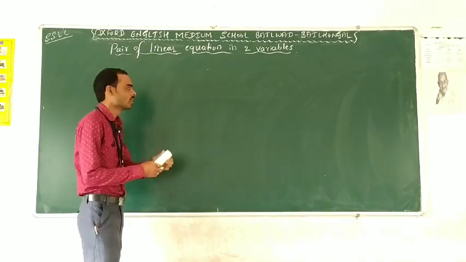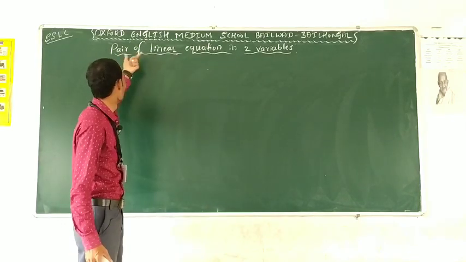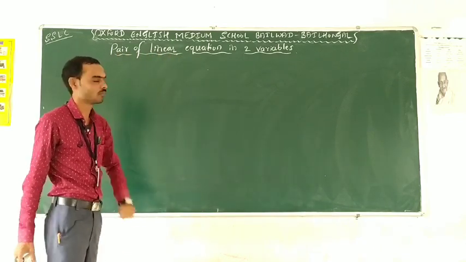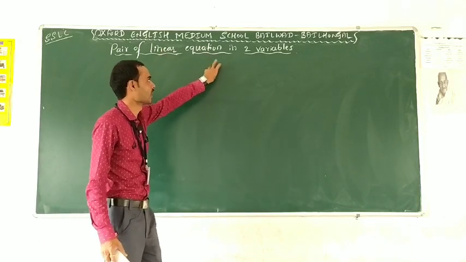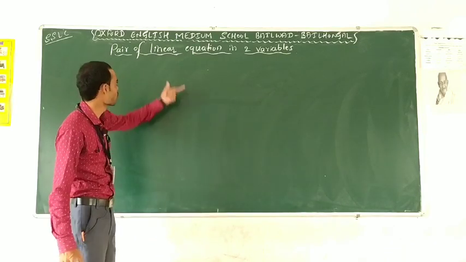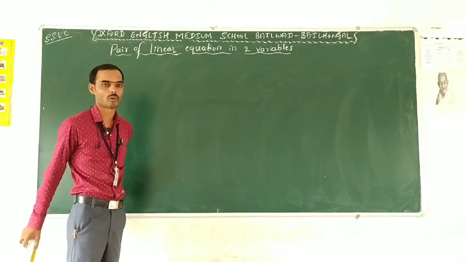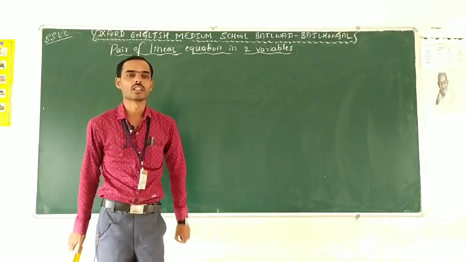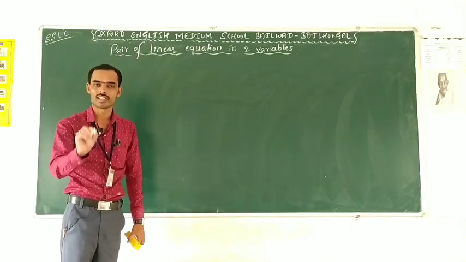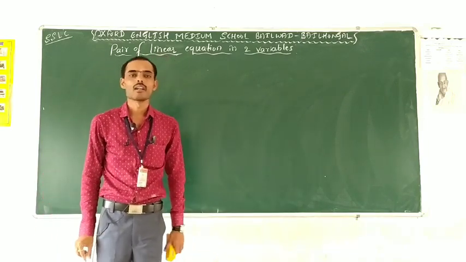And the second one, observe here the chapter name. The name itself indicates what? Pair of linear equations: pair, two, linear equation and two variables. There are mainly three important words here. First of all, we should know the meaning of linear equation, which you already studied in the polynomial chapter. Linear means 1. The polynomial of degree 1 is called a linear equation or linear polynomial.